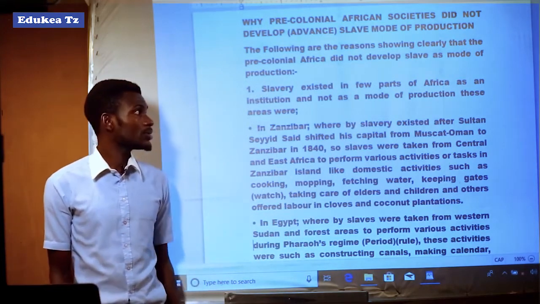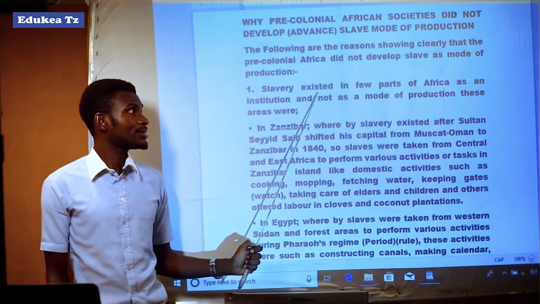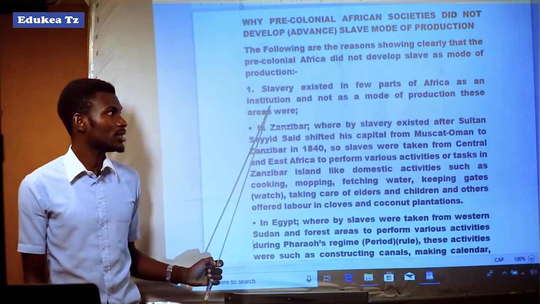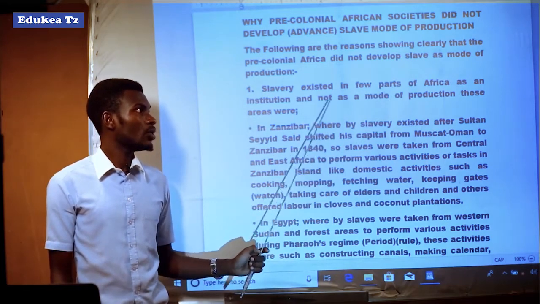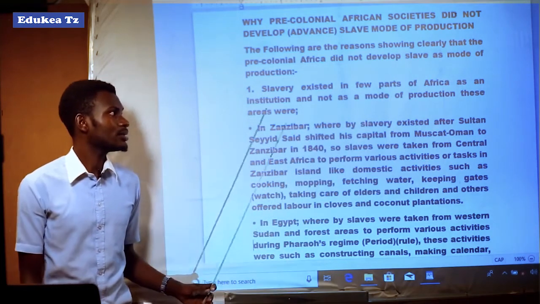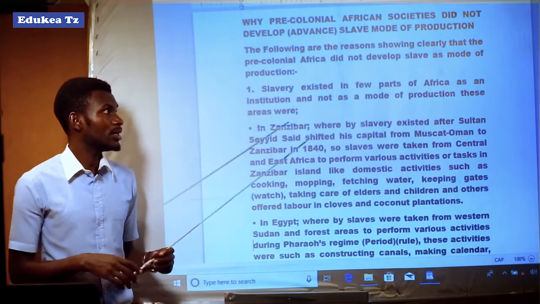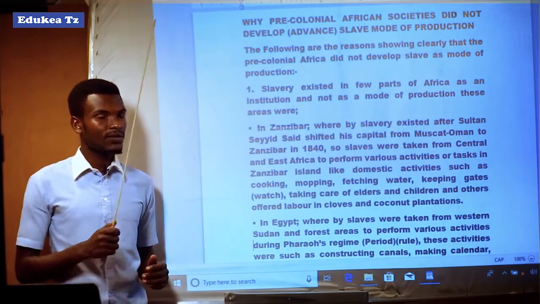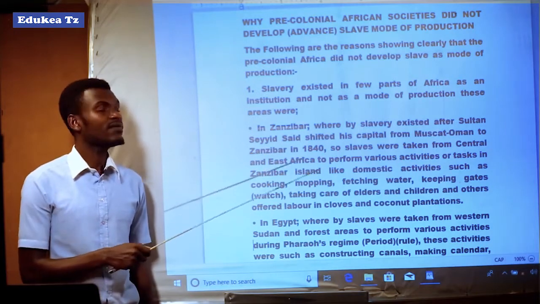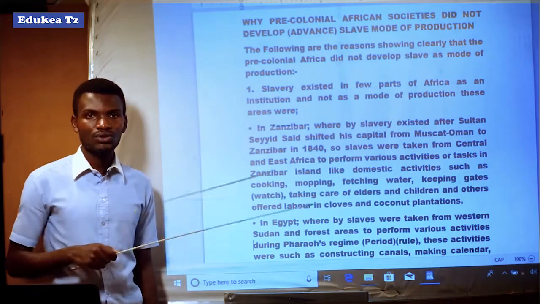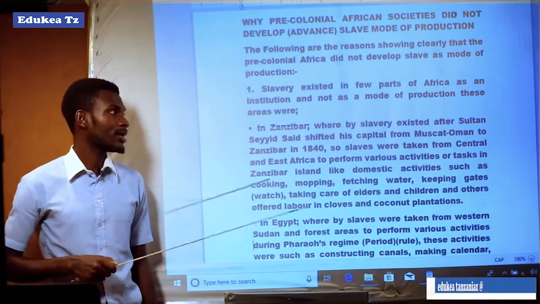The first reason is that slavery existed in a few parts of Africa as an institution and not as the mode of production. It means that reason number one that made slavery not develop in Africa was that slavery existed in a few parts of Africa as an institution and not as a mode of production.